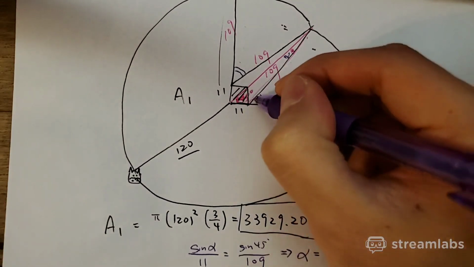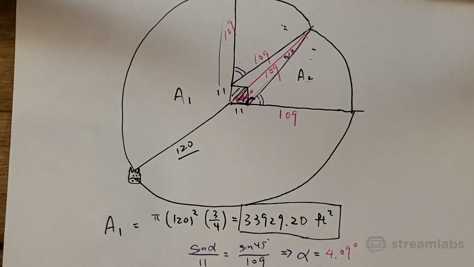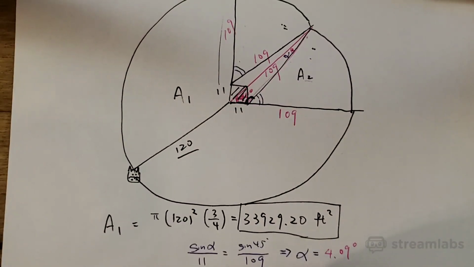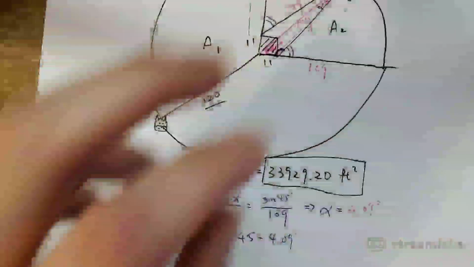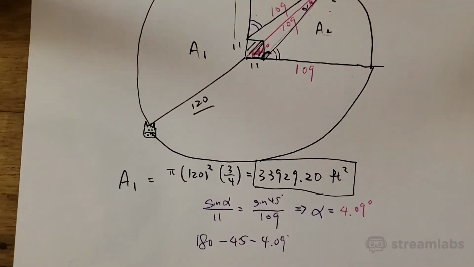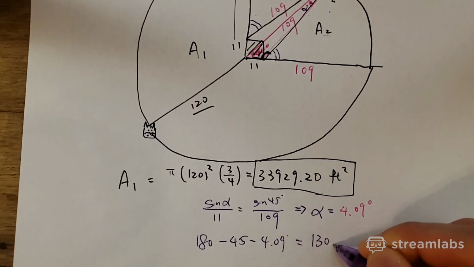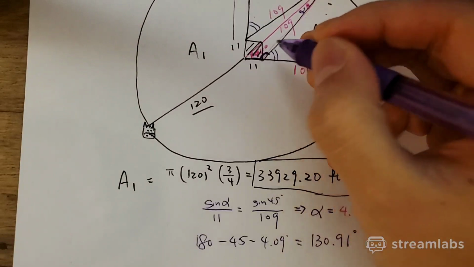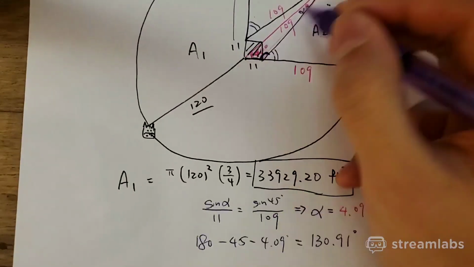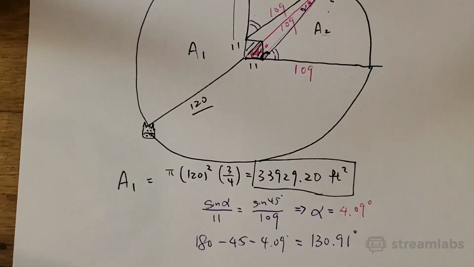Then to find this angle right here, I would use 180 minus 45 minus 4.09, because this is a triangle, they add up to 180, right? So I'm going to use that, and I'll get 130.91 degrees. Okay, this is important because this is going to be used for this part, but also this triangle.